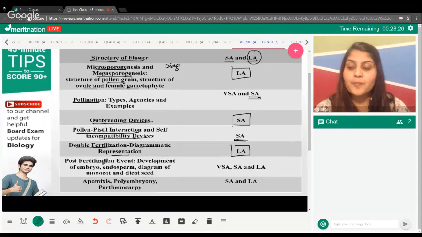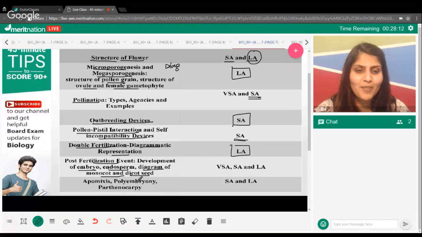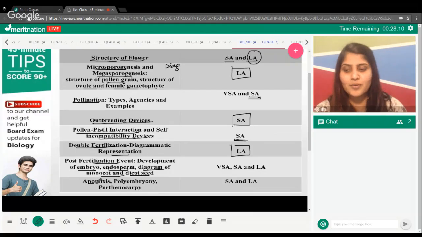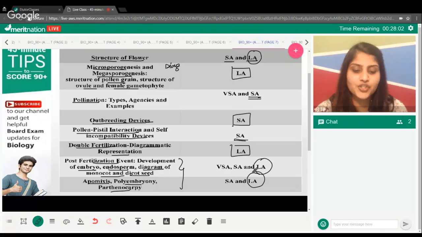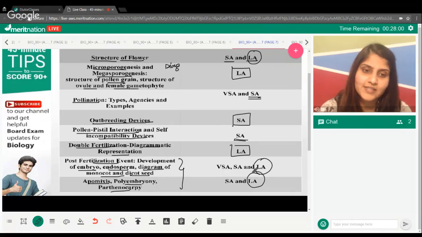Now, coming on to your post-fertilization events, here is the deal. Here, you need to understand the development of the embryo. You need to understand the types of endosperm development in angiosperms. You need to know the diagram of monocot and dicot seeds. You need to know about some deviations such as apomixis, polyembryony, and parthenocarpy. Prepare both of them for long answers. If you do that, you can easily write a short answer based on these concepts.